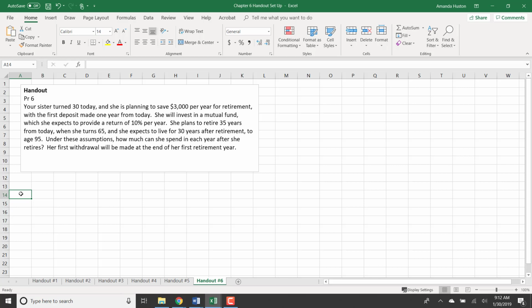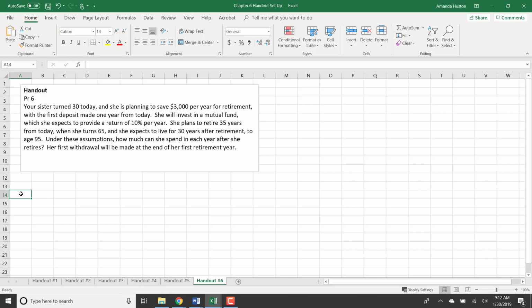All right, so your sister turned 30 today. She's planning to save $3,000 per year for retirement, with the first deposit being made 1 year from today. She will invest it in a mutual fund, which she expects to provide 10% return per year. She plans to retire 35 years from today when she turns 65. She expects to live another 30 years in retirement till 95. Under these assumptions, how much can she spend each year after she retires? Her first withdrawal will be made at the end of the year.